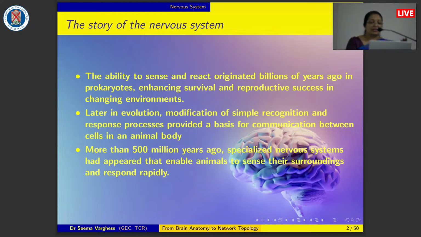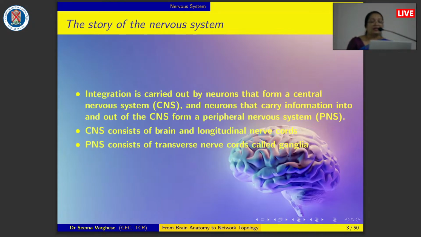So our nervous system is a complex one. It has two parts. The first one is the central nervous system. It consists of the brain and the spinal cord, and the peripheral nervous system, which are the nerves which communicate from the central nervous system to others, in and out of the central nervous system. You have the peripheral nervous system.